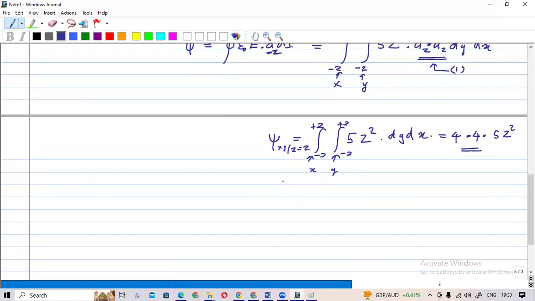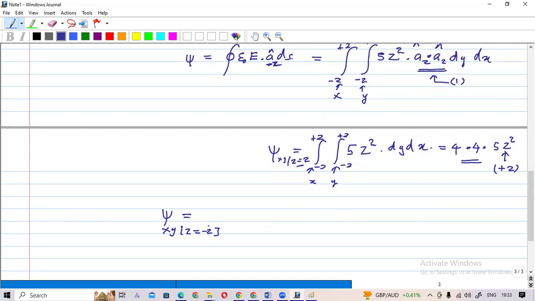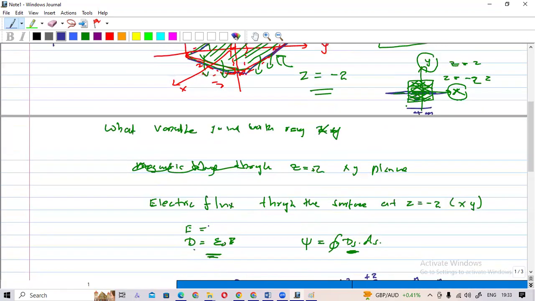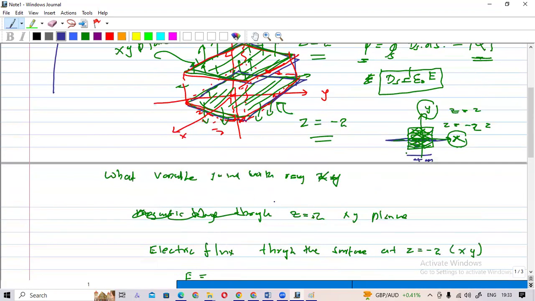Now again we need to find the phi. That is also in the xy plane, but this is z is equal to -2. Okay, so if z is equal to +2, here you can apply +2 instead of z. Same way, we have to consider the xy plane at -z also. So how can we calculate it? The same way, okay, same way.